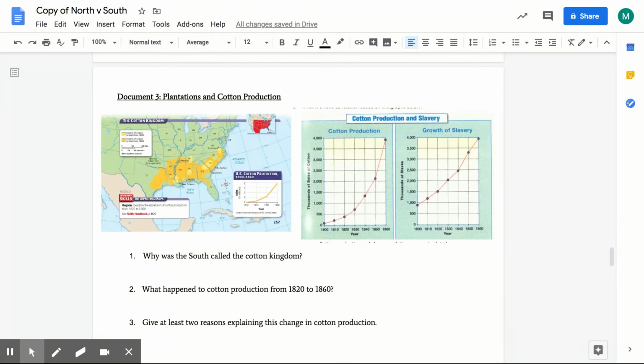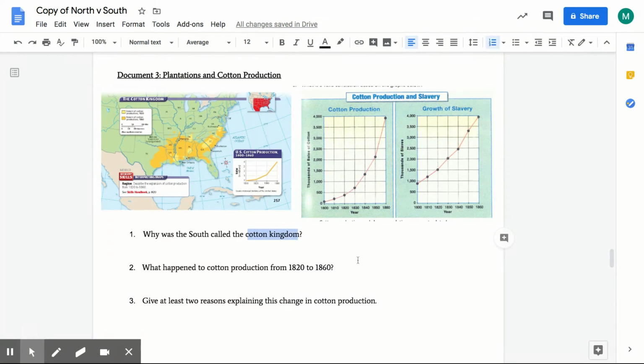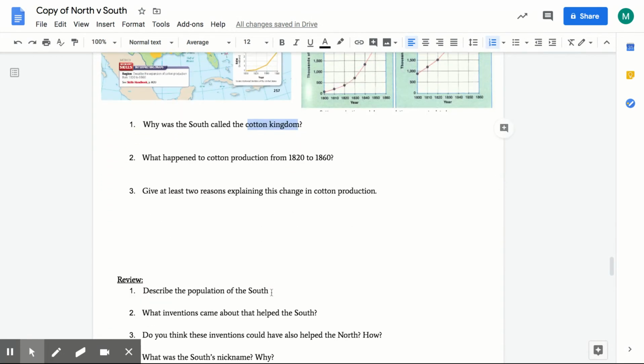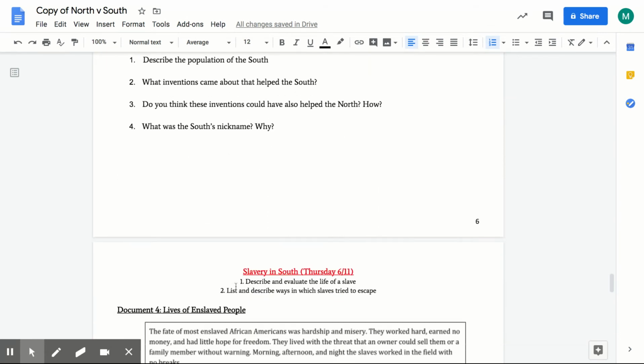And then finally, you'll finish up with document 3, which is just showing plantations and cotton production. Cotton is going to be the big product that the South is working with, which is how they get their nickname, the Cotton Kingdom. So you have 3 questions there, and finally some review questions to wrap it up.